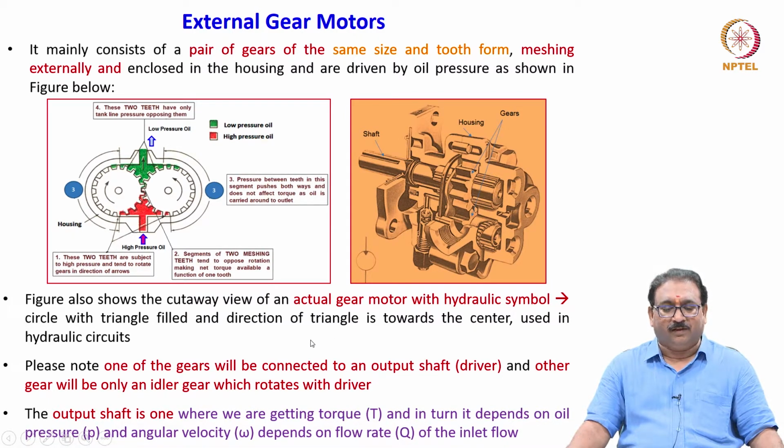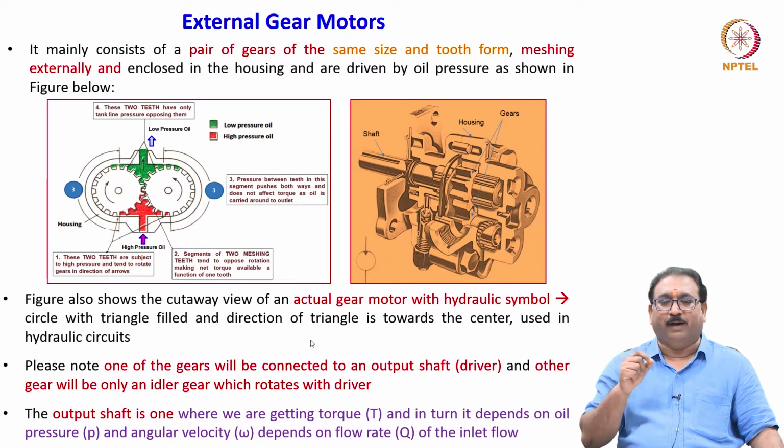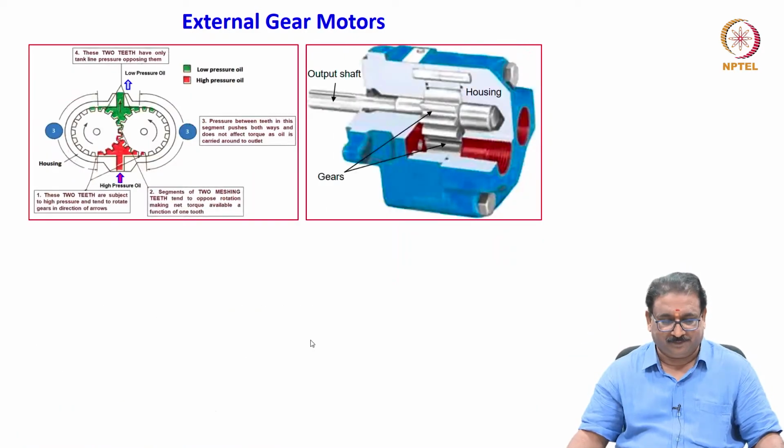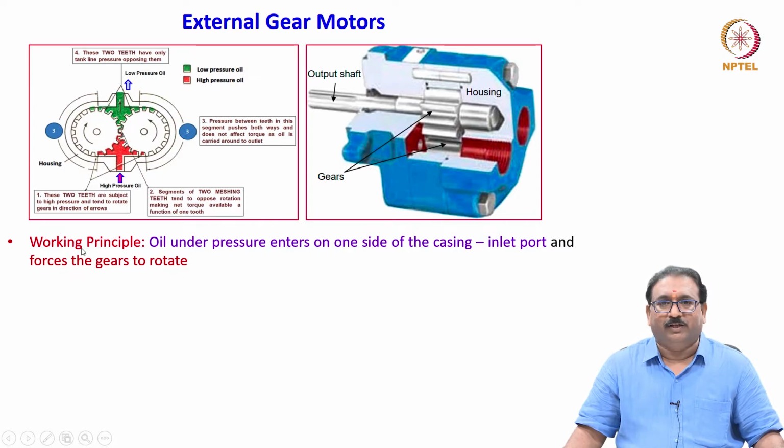You'll see here the operations are similar to the pumps, but in the pumps we are sucking the fluid and expelling the fluid at the outlet. But in the external gear motor, we are using the pressurized fluid to rotate the shaft. After rotating, the outlet is low pressure oil which goes to the tank. The working principle is very simple.